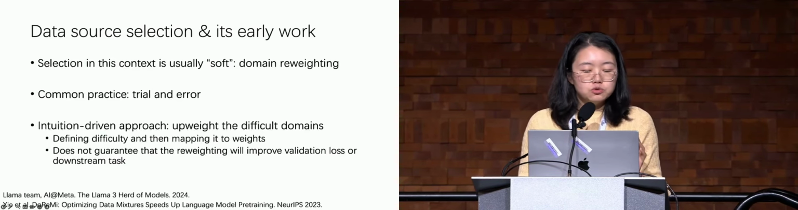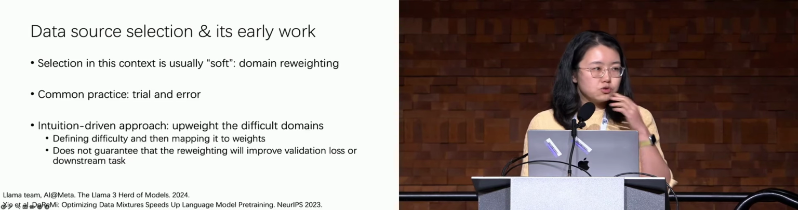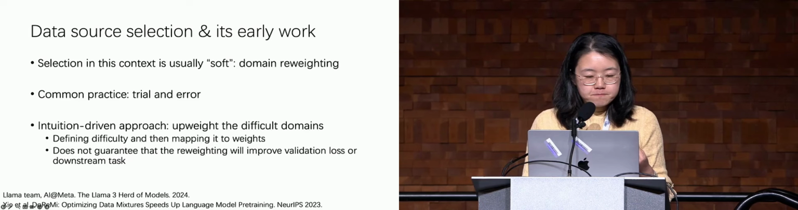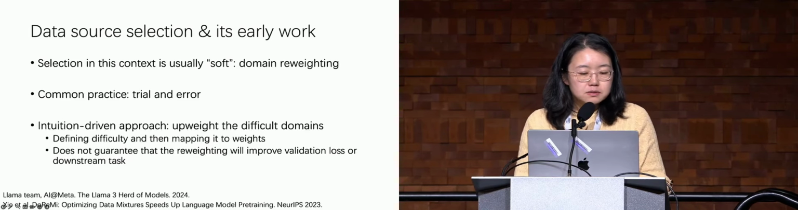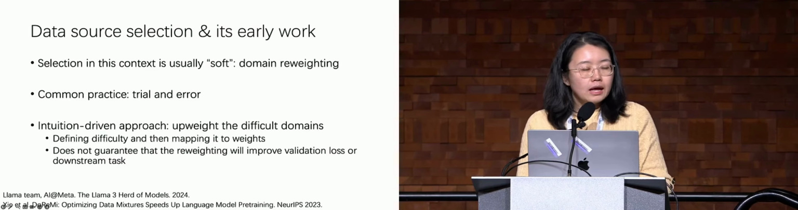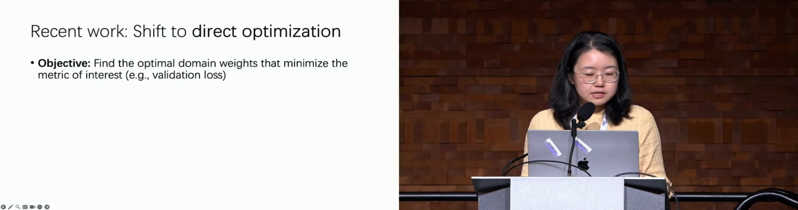So usually we'll just reweight the domain represented by each data corpus. And the common practice in this space is just trial and error. We just try a bunch of weights and see which works better. And there's some early work in the space that is essentially driven by some intuition. And the intuition is that if we upweight the difficult domains, we'll help the model learn better and faster.